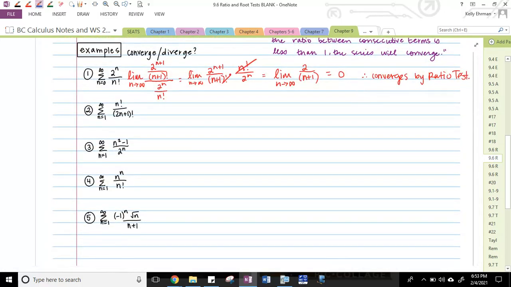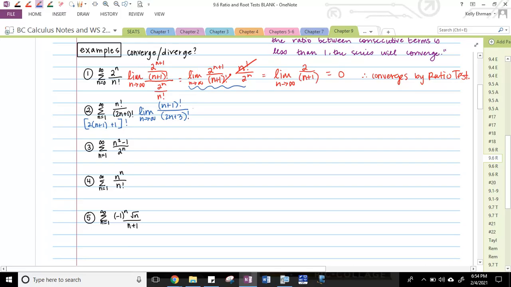Okay, so for number 2, again, I see factorials. So the first thing I'm going to try is the ratio test. Let's go with not writing the complex fraction. Let's start on the second step. So plug in your n plus 1s. n plus 1 factorial over, now when you plug in n plus 1 here, it's 2 times n plus 1, plus 1, factorial outside of all of that. So it's really 2n plus 2 plus 1, 2n plus 3 factorial.